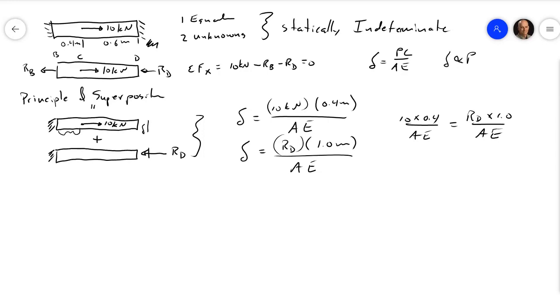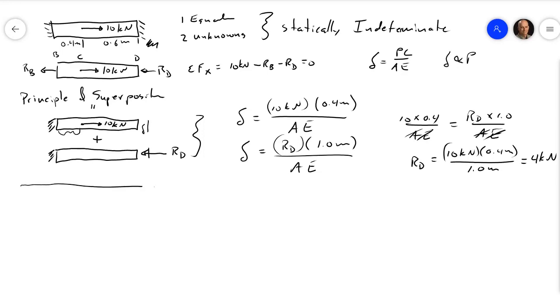And because A and E are constant for the entire thing, we can cancel them out, multiply both sides by AE, and we're left with RD equals 10 kilonewtons times 0.4 meters divided by 1.0 meters is 4 kilonewtons. So that's one way to do it, the principle of superposition.